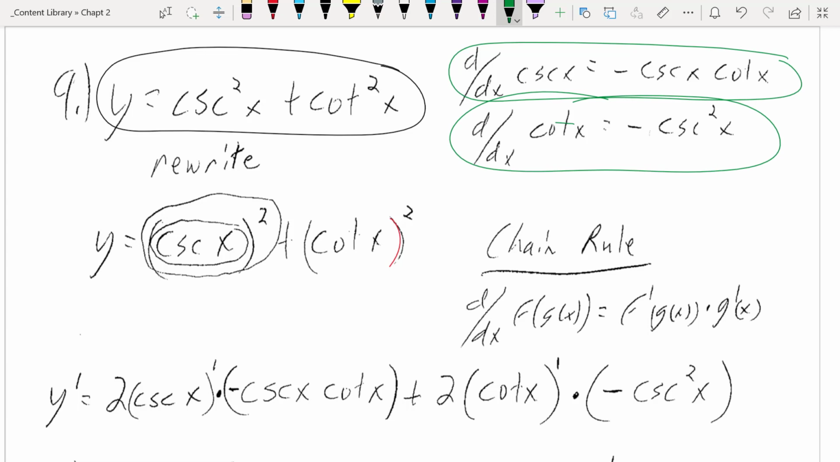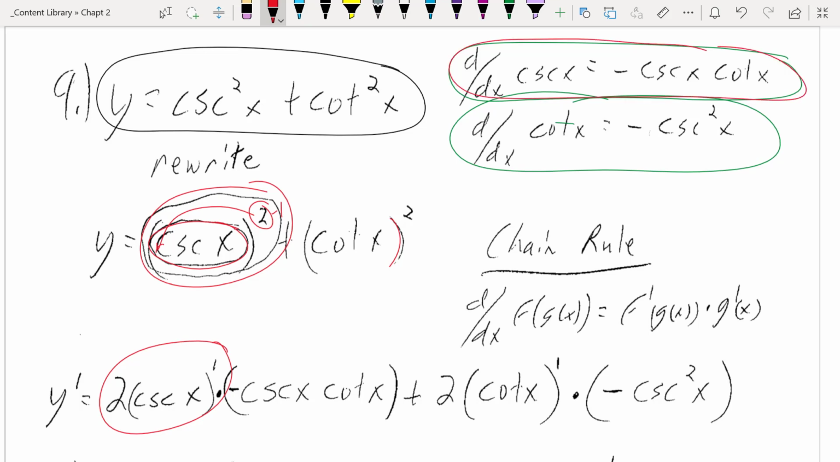So here's my outer equation right here. My outer equation says take 2 multiplied out front, and you're going to notice that's going to be 2 cosecant of x, subtract 1. So that's 2 cosecant of x to the first power. And then I've got to take the derivative of what's inside. So the derivative of what's inside is the derivative of the cosecant of x, and I just remember the derivative of the cosecant of x is going to be negative cosecant of x, cotangent of x. And now to find the derivative of this cotangent of x to the second power.